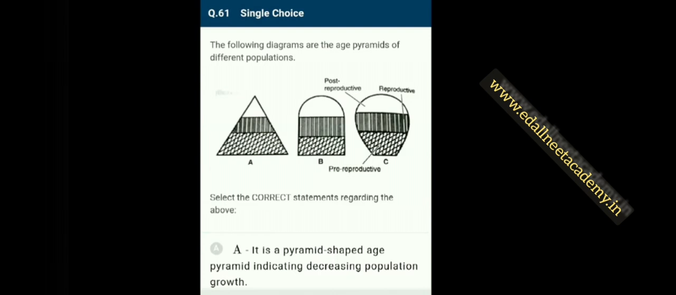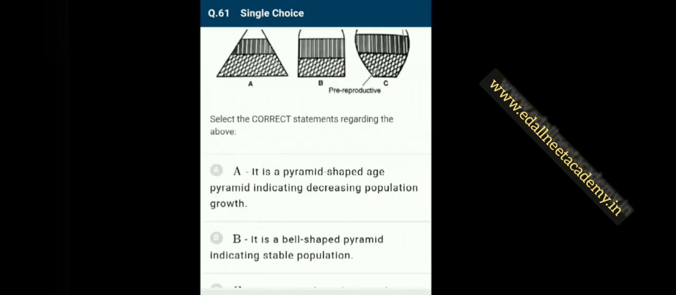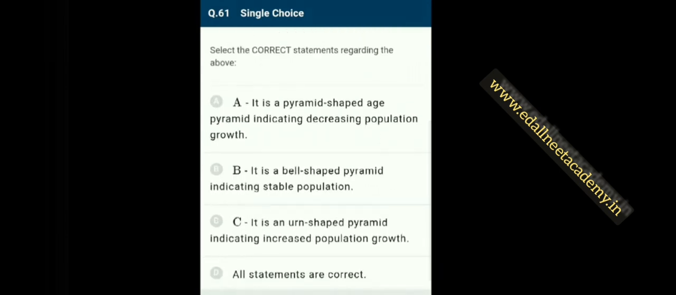The diagrams are the age pyramids of different populations. Select the correct statement regarding the above. From the given diagrammatic representation, diagram B represents a bell-shaped pyramid indicating a stable population. So the correct option for this question is option B.